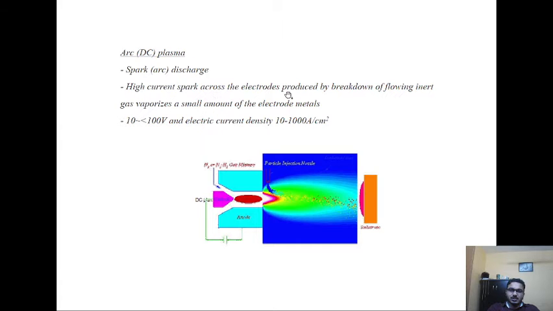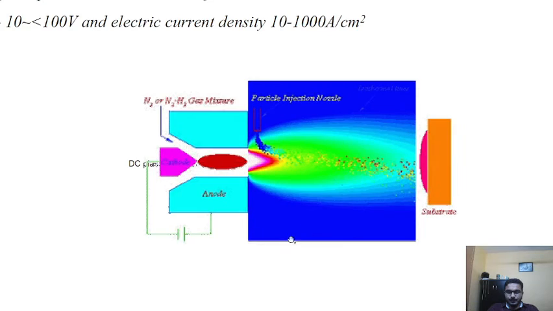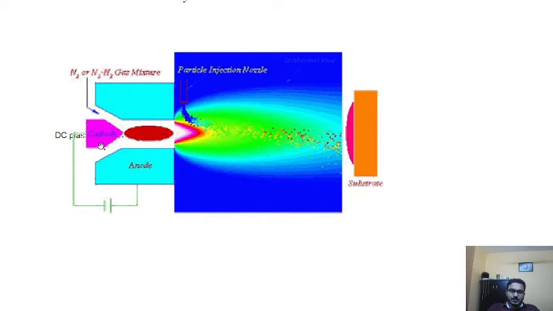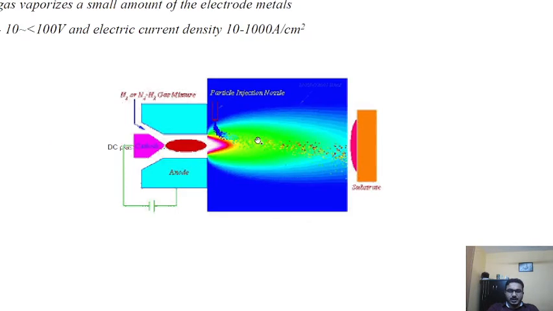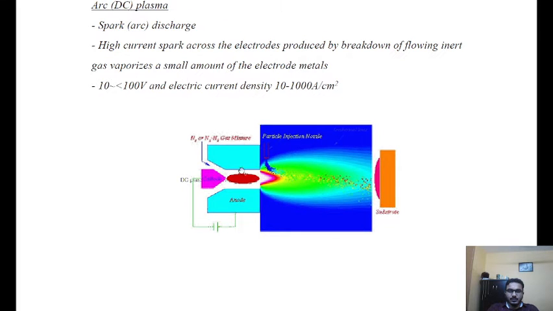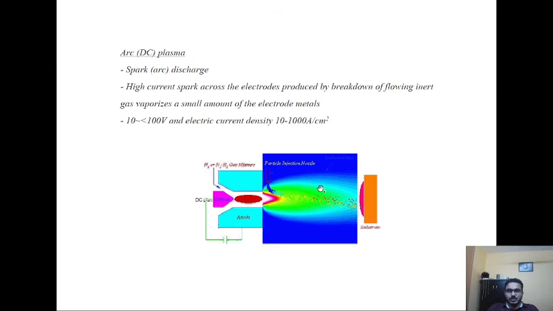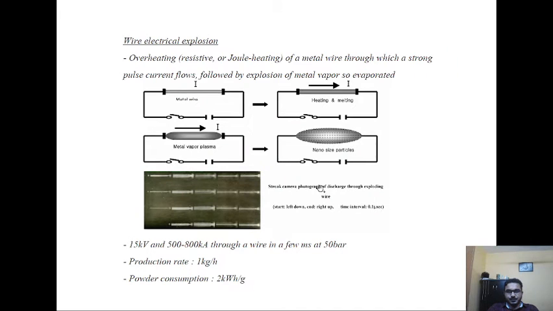A high current spark across the electrodes is produced by breaking down of flowing inert gas, which vaporizes a small amount of electrode metal. So here it can be seen that we have the anode, over here we have the cathode, and there is an N2O, N2 and H2 gas mixture. So there will be an arc formation, a high current spark across these electrodes, and then there will be vaporization of a small amount of electrode metals over here.